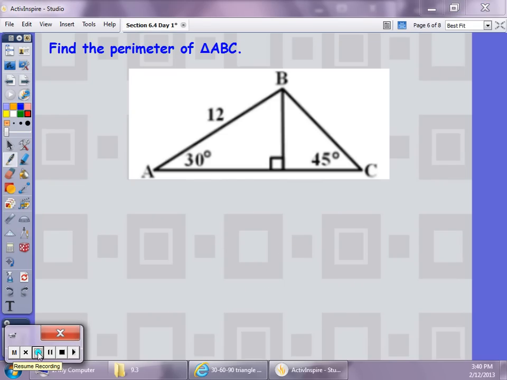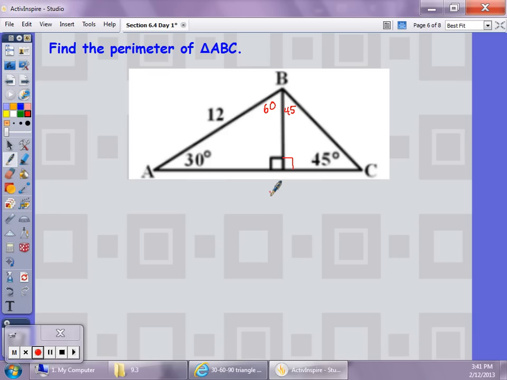Let's go ahead and take a look at one more example. So let's find the perimeter of triangle ABC. Triangle ABC is made up of two smaller triangles, one triangle which is a 30, 60, 90, and a second triangle which is a 45, 45, 90. So we're going to focus on the 30, 60, 90 triangle now because we're given the hypotenuse.